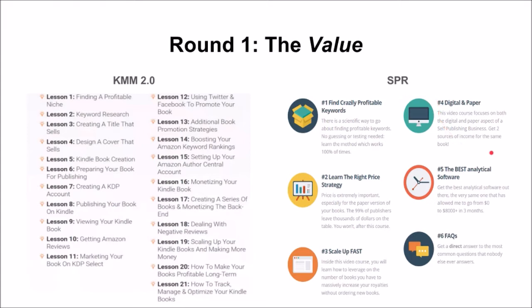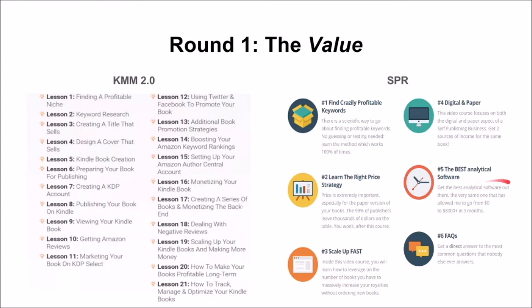The video course focuses on both the digital and paper aspect of self-publishing. This is good. You see, you get both in one front end offer. SPR is a front end, one course, one lifetime price offer. Okay, that's what this course is. There's no upsells. We'll talk about that in just a bit.